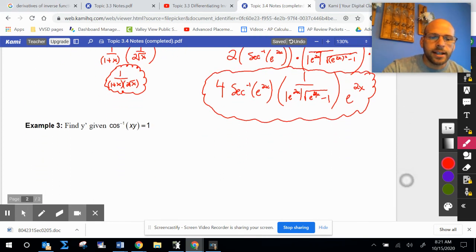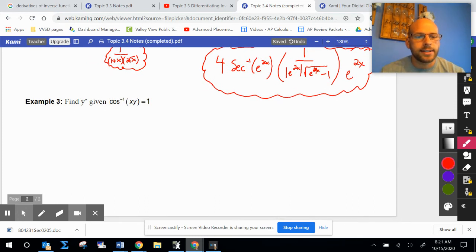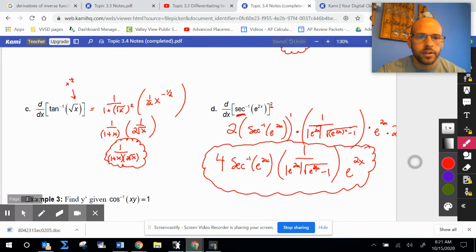Okay, let's take a look at this one, though. This one I like a lot. I want to find y prime or dy dx for this problem. And so what I did is I combined both of these inverse trig functions with implicit. So if you notice, I have x's and y's in my problem. So we need to know how to do that.